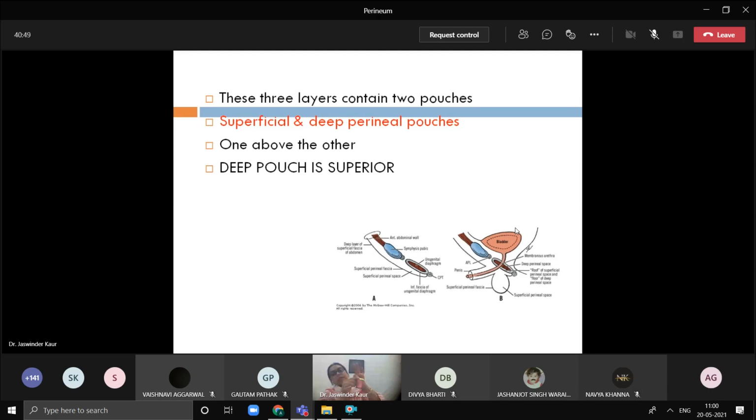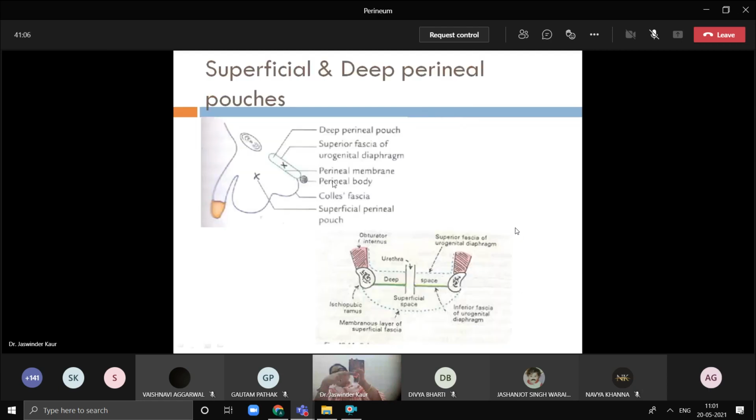Is it clear? This one is the Colles fascia, this is the perineal membrane. In between these two, this is the superficial pouch. Between the perineal membrane and the superior layer of the urogenital diaphragm, this is the deep pouch, right? Here also I will explain. This one is the Colles fascia, this is the perineal membrane. Between them is the superficial pouch. Between the perineal membrane and the superior layer of the urogenital diaphragm is the deep perineal pouch.